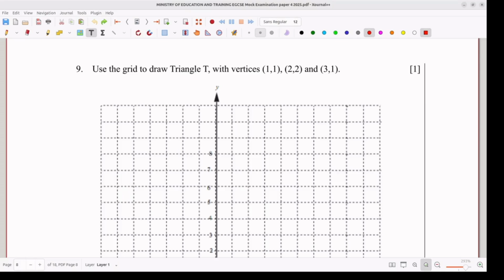It says use the grid to draw triangle T with vertices (1, 1), (2, 2), and (3, 1). So these are the vertices. Now for simplicity, I'm not going to plot this on this grid, but rather I'm going to plot it on GeoGebra. Let's go to GeoGebra.